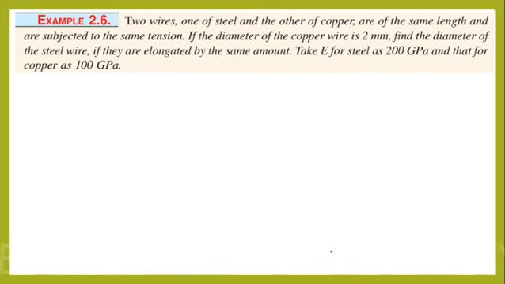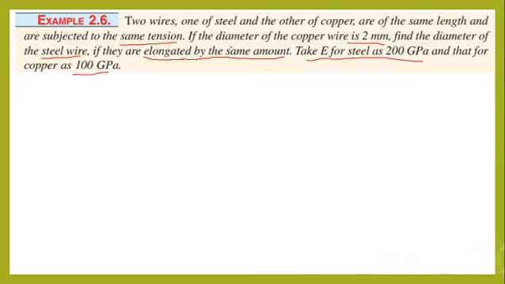So again, one more question. Two wires, one of steel and the other of copper, are of the same length and subject to the same tension. The diameter of the copper wire is 2 mm. Find the diameter of the steel wire. If they have elongated by the same amount, that means delta L for copper is equal to delta L for steel. They are subject to the same tension, so the load is the same. Take E for steel as 200 gigapascal and that for copper as 100 gigapascal.